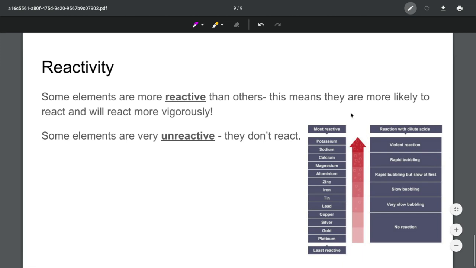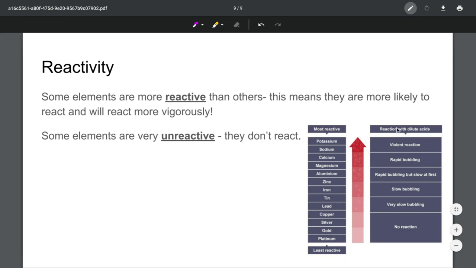Now what we can do is put the elements into what's called a reactivity series. This is on your knowledge organizer as well. If you have a look here, these are metals. At the top are the most reactive metals, and down at the bottom are the least reactive metals. These are not all the metals, just a selection as examples. Potassium is very reactive. It's not the most reactive, but it is a very reactive metal. Down to platinum, not very reactive at all. They're in order, so as you move down you get less reactive.